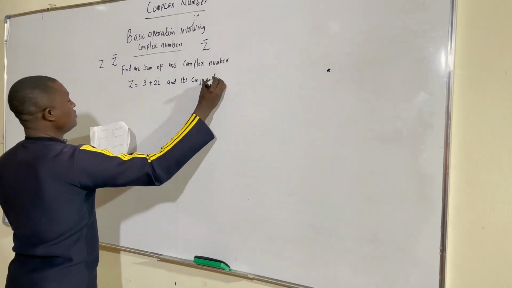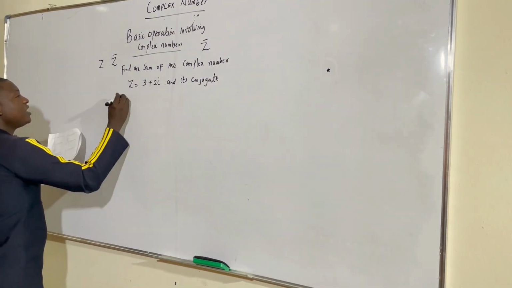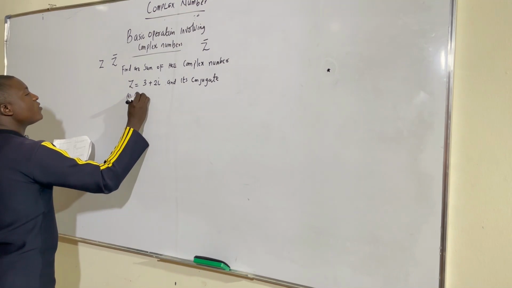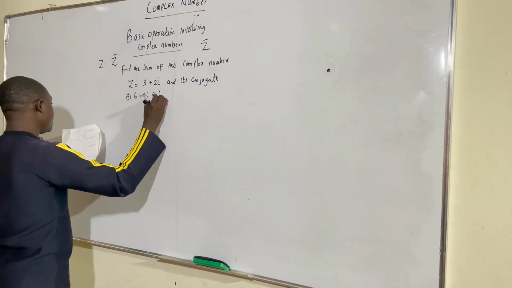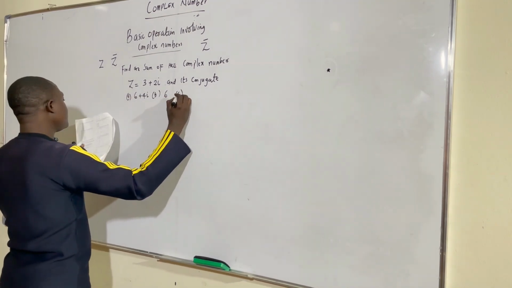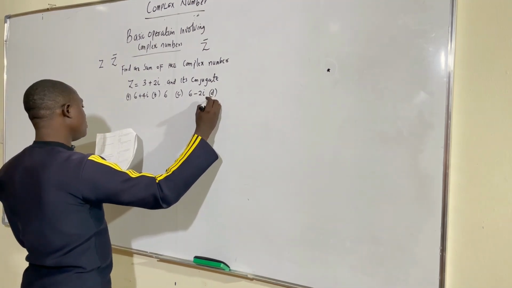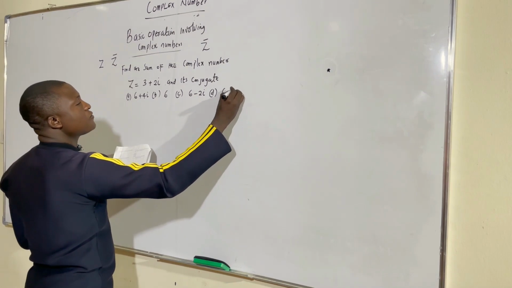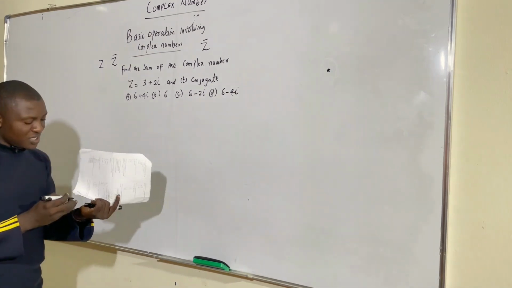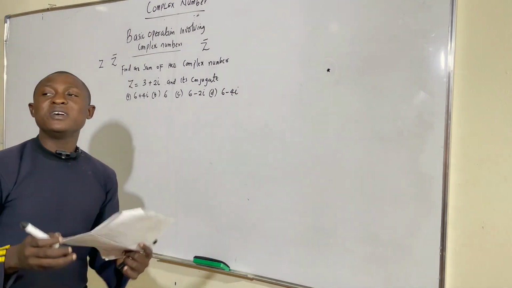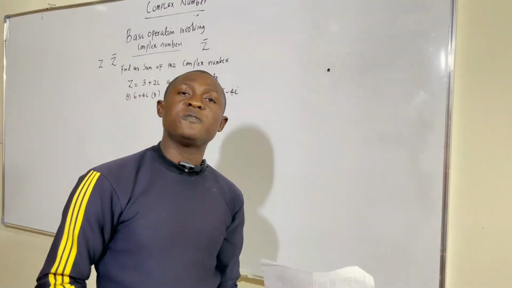So even here, we are given options. Option A, 6 plus 4i. Option B, 6. Option C, 6 minus 2i. Option D, we have it to be 6 minus 4i. You can see, even the options can cause another problem, but we don't mind them. Just follow the same process, the way we are going to find it here.